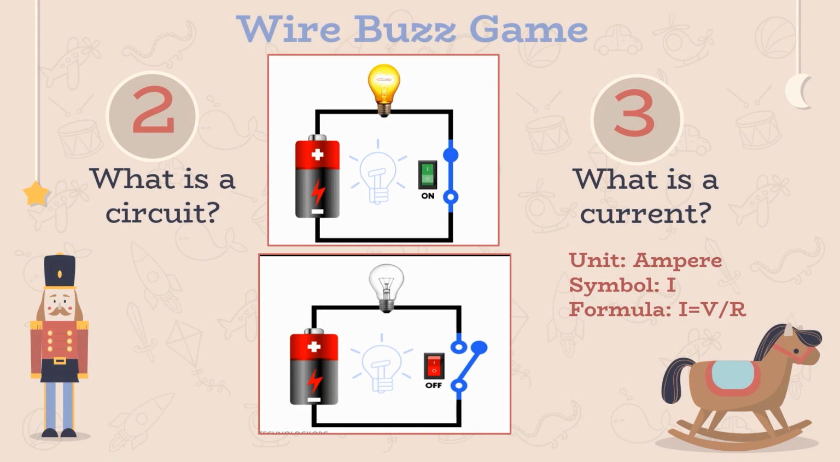The unit of current is ampere. The symbol used for current is capital I, and the formula of current is derived from Ohm's law. That is, current is equal to voltage upon resistance. I is equal to V upon R.